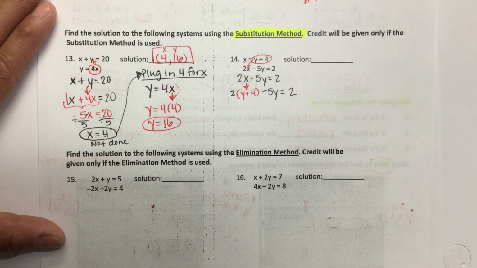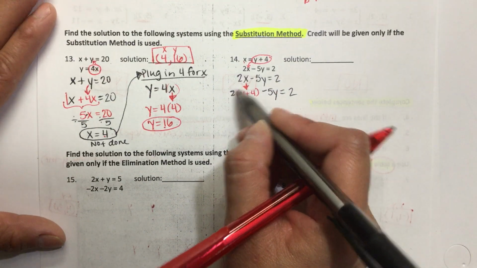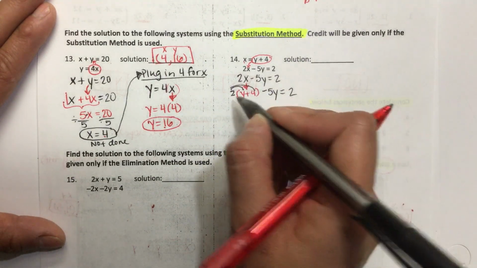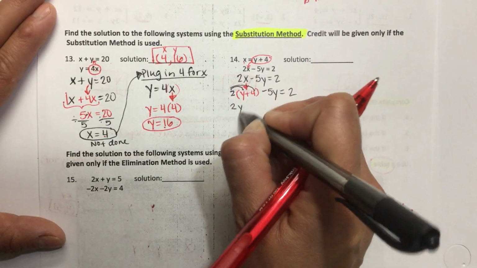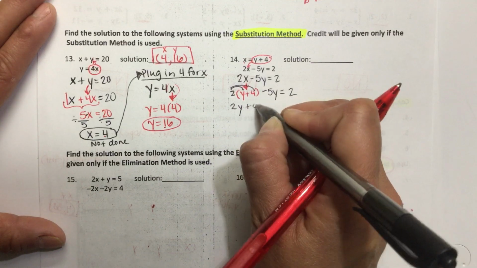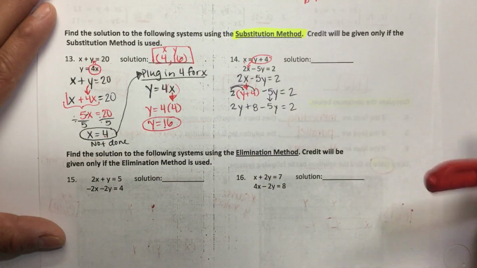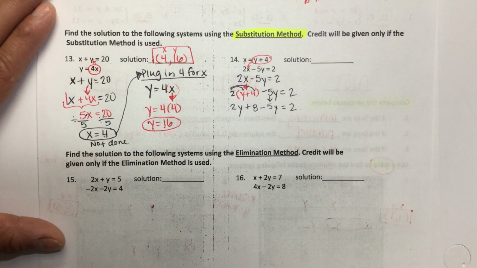Now I need to solve. So to get rid of these parentheses, I need to multiply. 2 times y and 2 times 4. 2 times y is 2y. 2 times 4 is 8, so plus 8. Bring down your minus 5y equals 2. Now this is a part where a lot of people get confused.